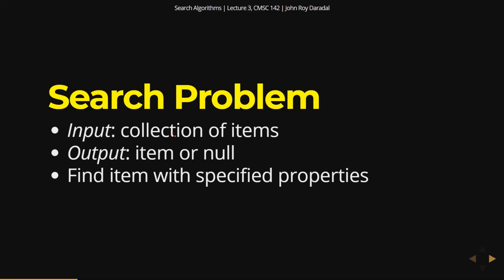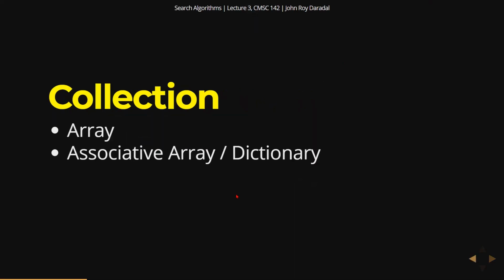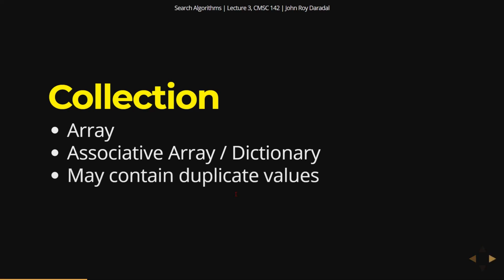Now, when we say collection of items, it's a general term. It could mean an array or an associative array, like a dictionary. So it doesn't matter if it's an array or a dictionary, as long as it's a collection of items, you can do search on it. And take note that the collection could contain duplicate values. So be careful about this, because you could be looking for a specific item, or looking for all items that match the criteria.